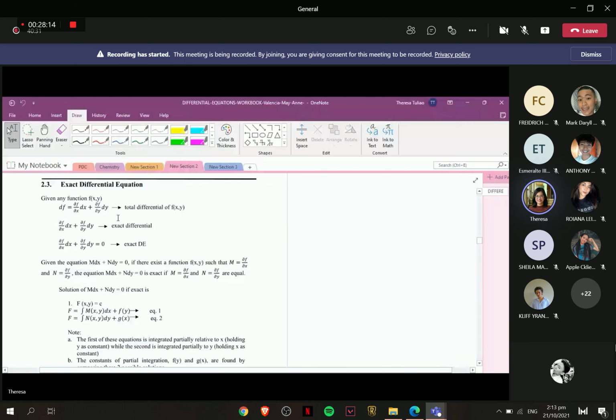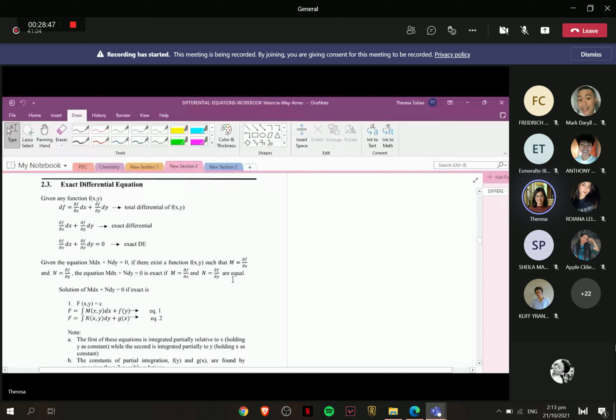So, if the given equation M dx plus N dy equals 0, and M is equal to the partial differential of f with respect to x, and N is the partial differentiation of f with respect to y, the equation M dx plus N dy equals 0 is exact if the partial of M with respect to y and the partial of N with respect to x are equal. Okay? So there are two solutions for exact differential equation.